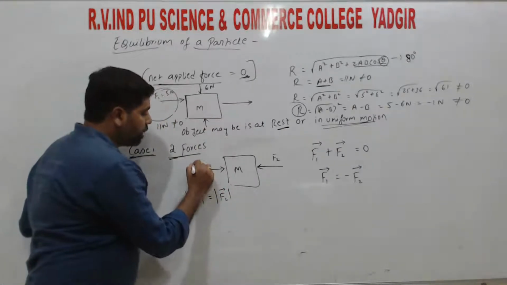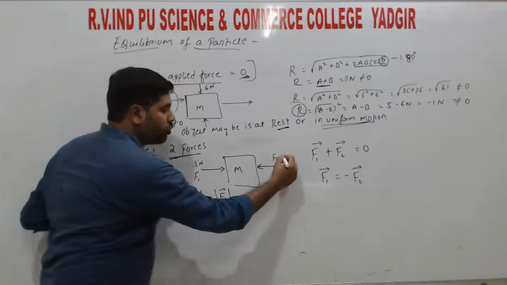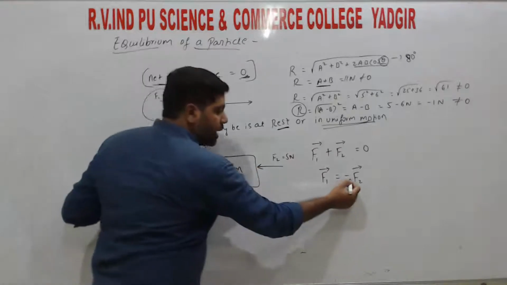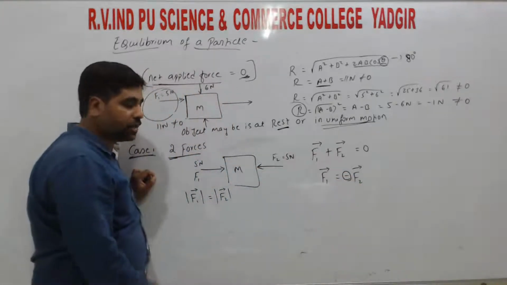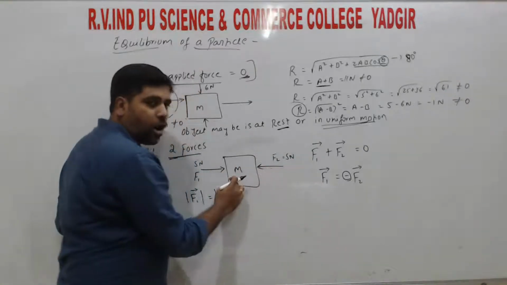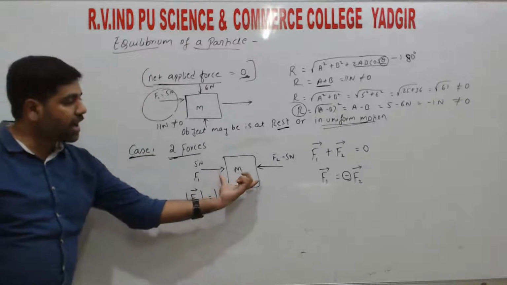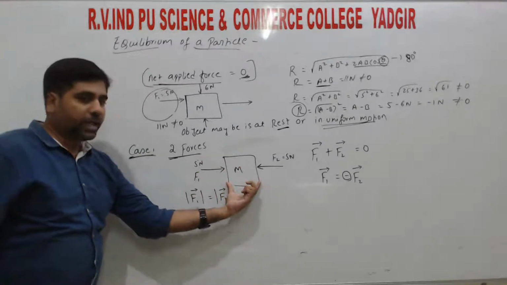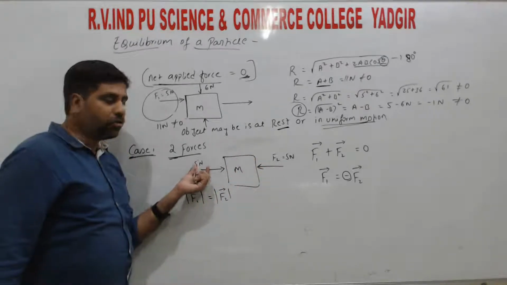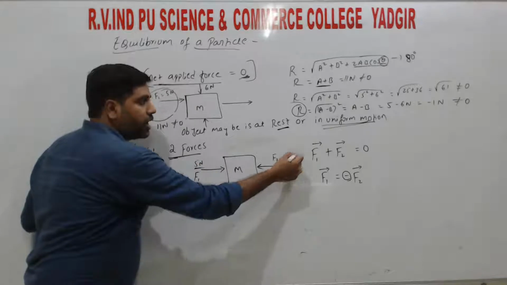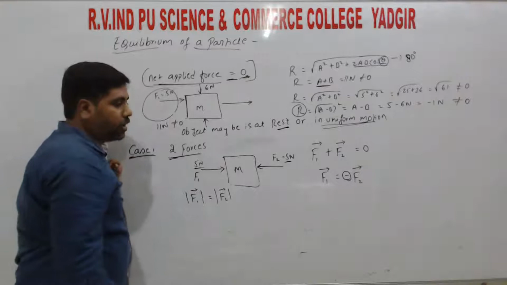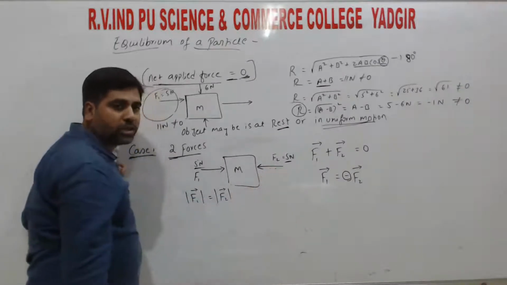That means if we apply 5 Newton to F1, how much must we apply to F2? The same 5 Newton, right? But here minus indicates what? It indicates the direction. So if F1 is applied along the positive x-axis, F2 is negative, that means opposite direction, right? So if two forces are acting and the particle must be in equilibrium, the two forces must have equal magnitude. So with equal magnitude, again 5 minus 5, we get 0. So hence the object is at equilibrium, right? So the forces must be in opposite directions.